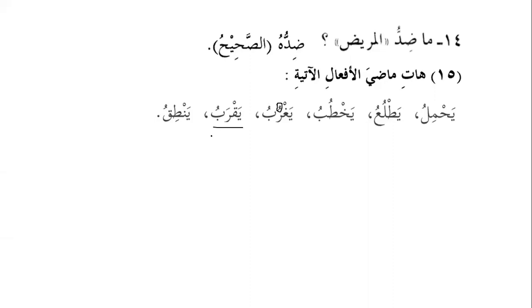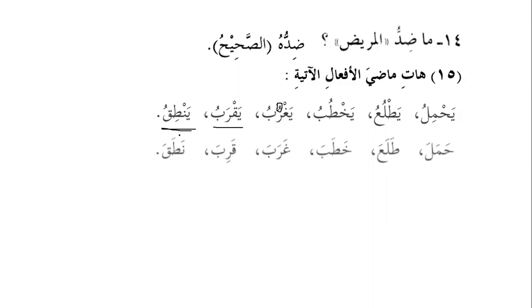Now, this one can be slightly confusing. It can be Sami'a Yasma'u, and it can be Fataha Yaftahu, right? Yaqrabu. So it is Qariba Yaqrabu, to be near. It's on the pattern of Sami'a Yasma'u. And then we have the last one, Nataqa Yantiqu. That means to speak, or to say, or to pronounce something.